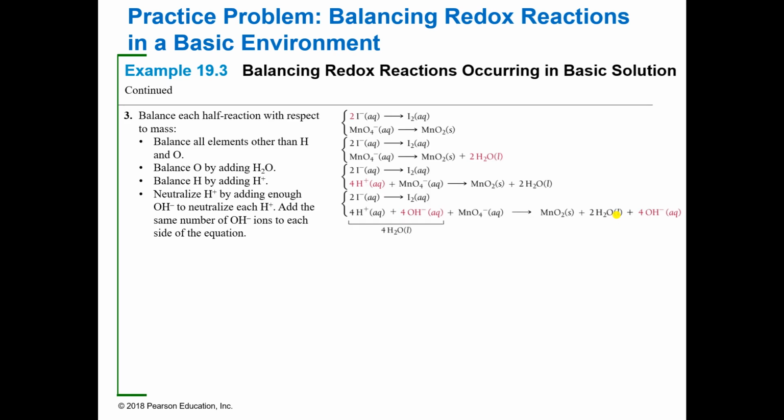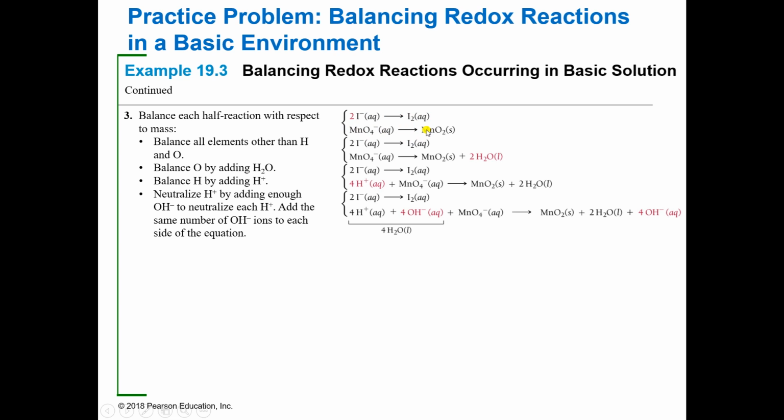Now we're going to balance all the individual elements that are not hydrogen and oxygen. If we start with the first one, I have 1 oxygen here, 2 oxygens. I got 1 iodine here, 2 iodines here. So I use that coefficient 2 in front of it to make the number of iodines equal. Here, the manganese, they're 1 to 1, so I'm good to go.